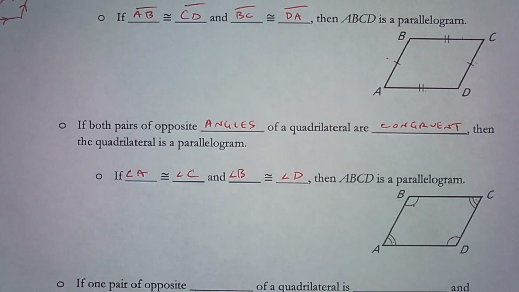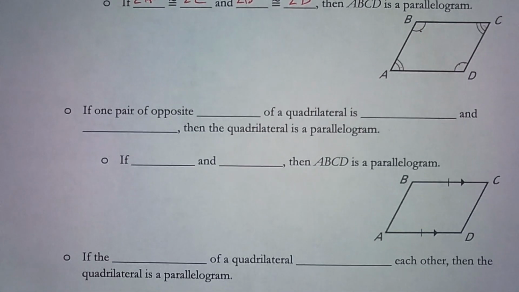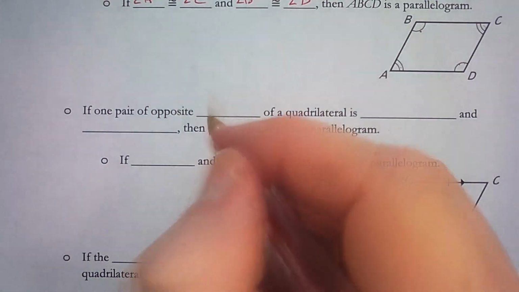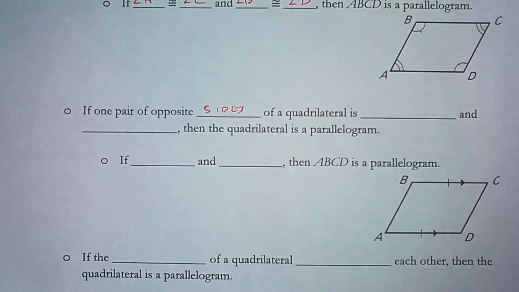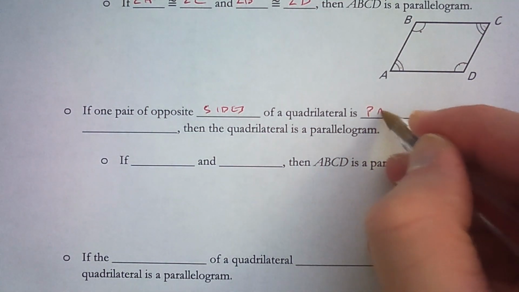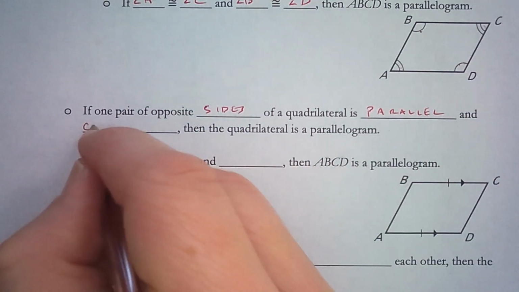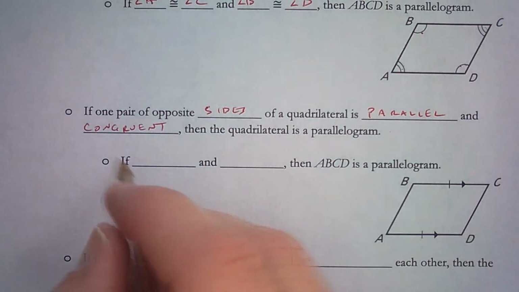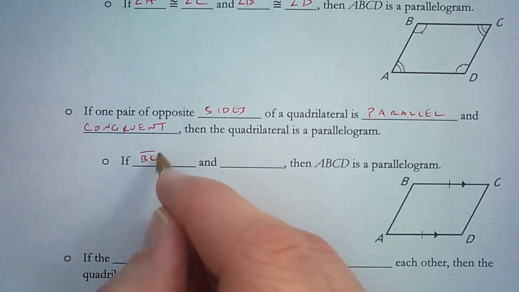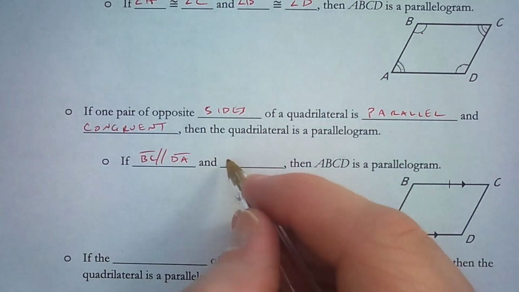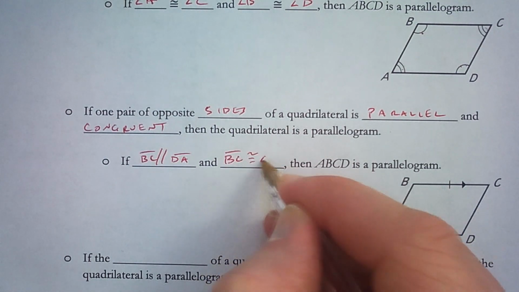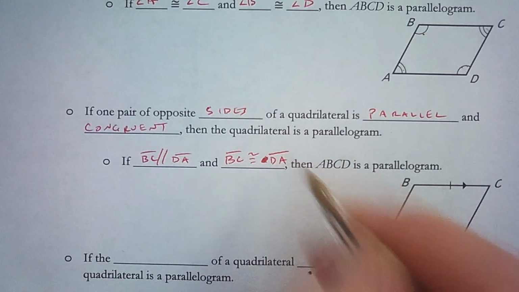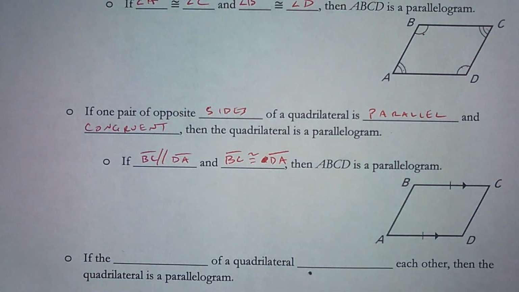A third way to prove a quadrilateral is a parallelogram is that if one pair of opposite sides of a quadrilateral is both parallel and congruent. So here, if segment BC is parallel to segment DA, and segment BC is congruent to segment DA, then I know this is a parallelogram. This one pair of opposite sides is both parallel and congruent.